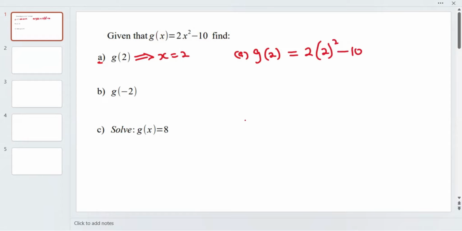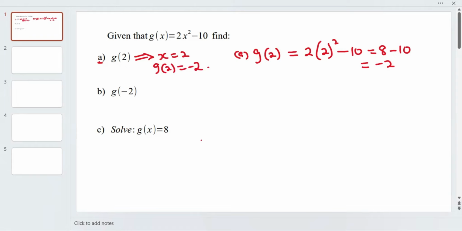So 2 squared is equal to 4. 4 times 2 is 8. And 8 minus 10 gives us minus 2. So it simply means that whenever x is 2, I get that g of 2 is minus 2.